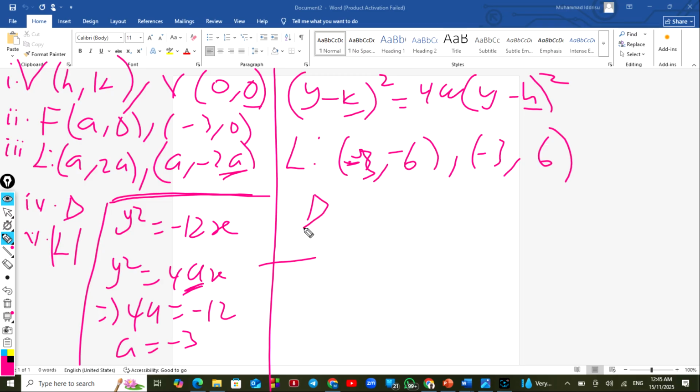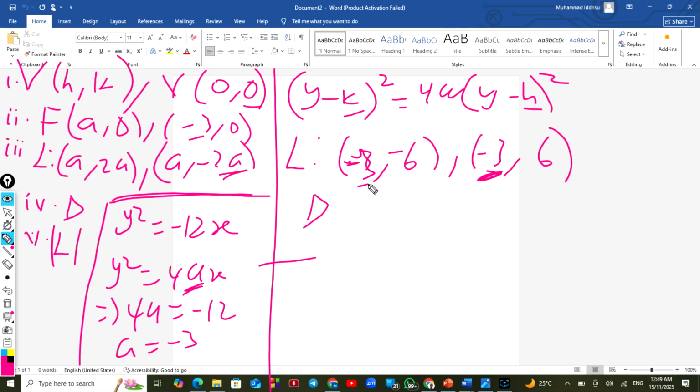The directrix is parallel to the latus rectum, and it is perpendicular to the axis of symmetry of the parabola. We know that the latus rectum passes through the focus. You can see the x-coordinate -3, -3, -3.